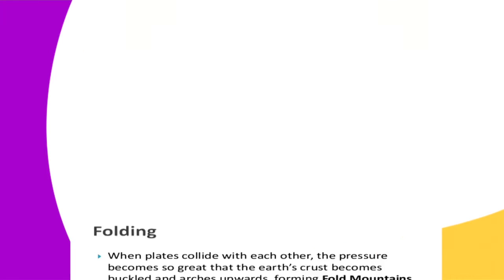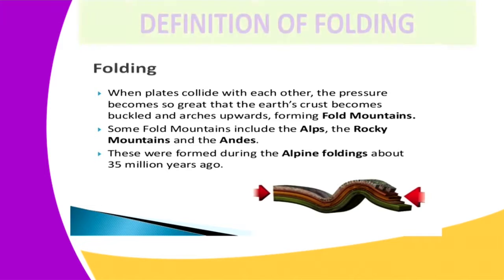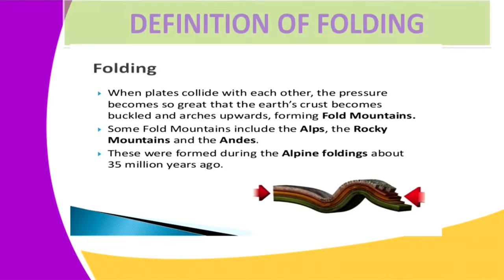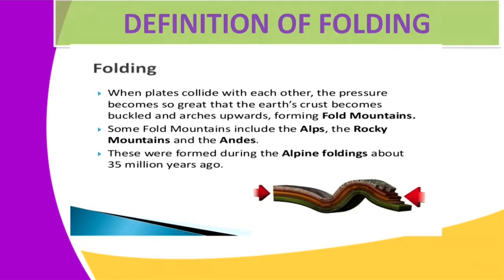Definition of folding. Folding occurs when plates collide with each other. The pressure becomes so great that the Earth's crust becomes buckled and arcs upward, forming fold mountains. So there is a lot of pressure coming from two different directions, and when this pressure is high, you see that folding is likely to occur.